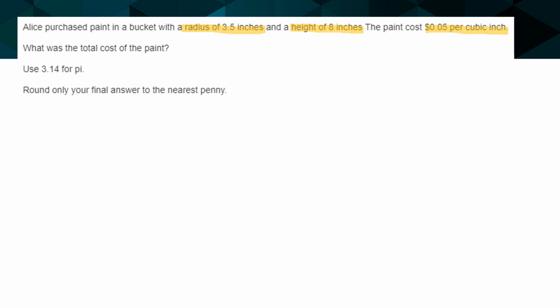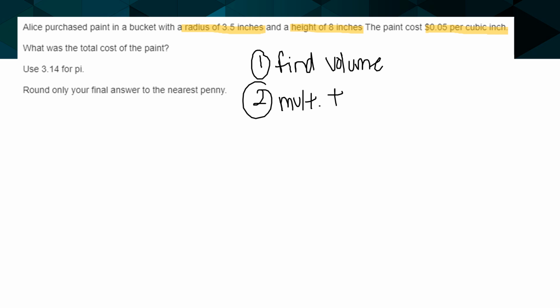All right, so let's dive right into this. We already know the steps we need to take here. First, we need to find the volume. And then we need to multiply the volume by the cost.